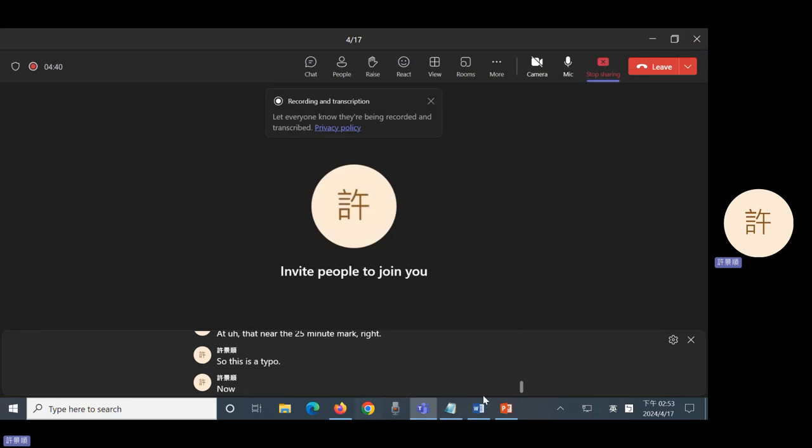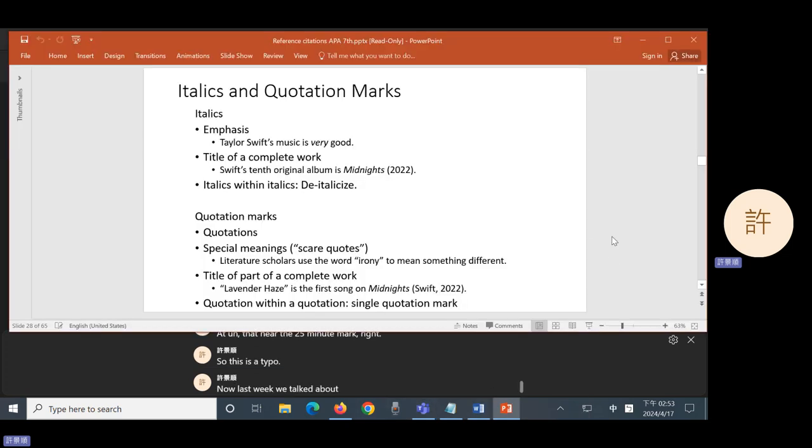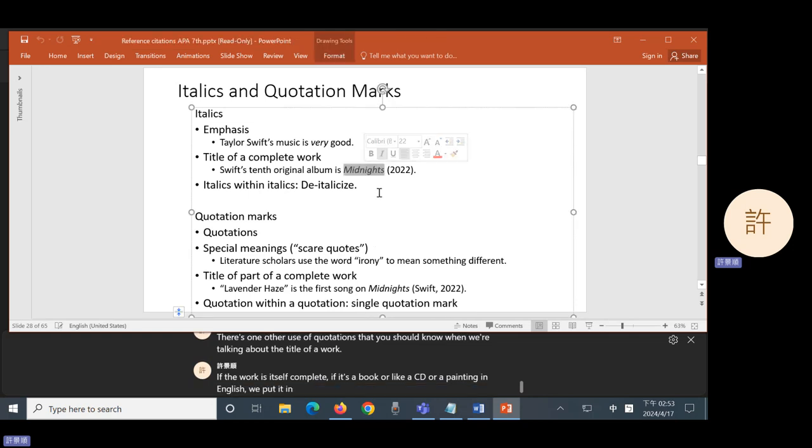Now, last week we talked about quotation marks, and there's one more thing I want to add. We talked about special meanings, right? Scare quotes, to say that this is a word that somebody else is using. There's one other use of quotations that you should know. When we're talking about the title of a work, if the work is itself complete, if it's a book or like a CD or a painting, in English, we put it in italics, 斜体.